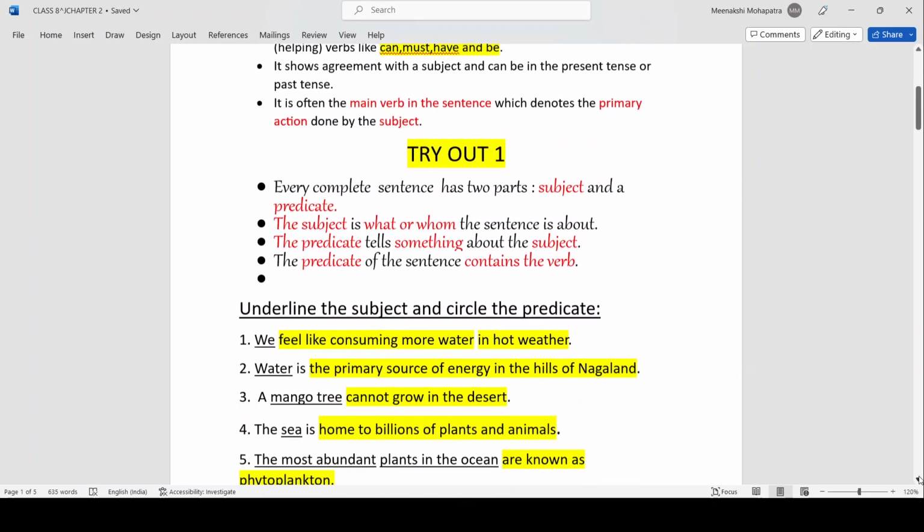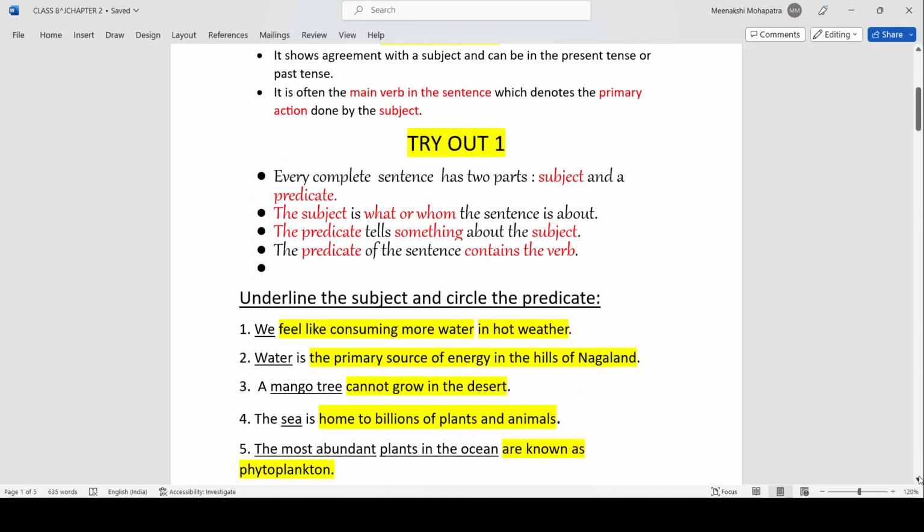Now we shall do tryout 1. Before doing tryout 1, children, let us understand what a sentence has. Every complete sentence has two parts, a subject and a predicate. The subject is what or whom the sentence is about, and the predicate tells something about the subject. Now, the predicate of the sentence contains the verb.